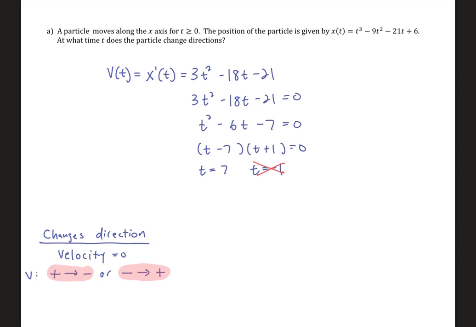Okay, so let's confirm that at t equals 7, the velocity did change sign. The way to do that is look at the original velocity function. So this is the velocity, and really that 3 is there, so I'm going to rewrite it like this. Okay, so that's our velocity function.